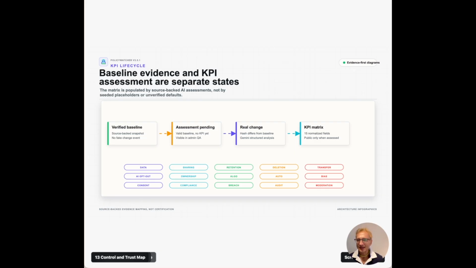Slide number 10 about the KPI lifecycle. KPI lifecycle assessment. The KPI metric doesn't start from assumptions. First, there must be a verified baseline. Then a policy can be assessed across defined dimensions such as data collection, sharing, retention, deletion, cross-border transfer, AI opt-out, and algorithm transparency. If the baseline exists but the assessment is not completed, the system shows the pending state instead of filling the metrics with placeholder values.